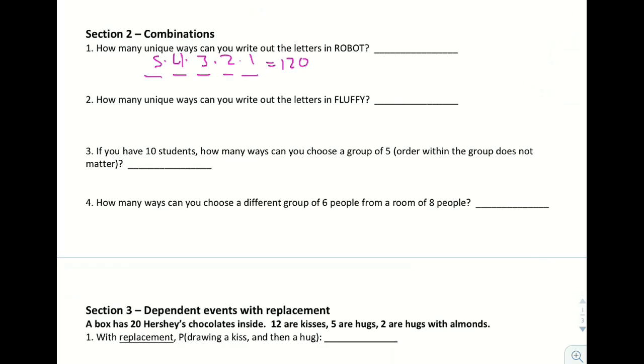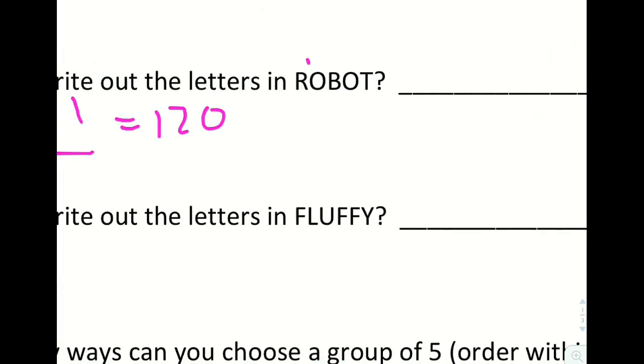Now the issue is, in the word robot, we have an O and an O. If we were to switch these, the word would look exactly the same. In fact, any way that you put the letters in some kind of order, you could switch the O's and never notice that anything changed.